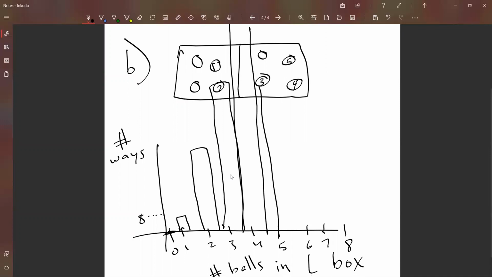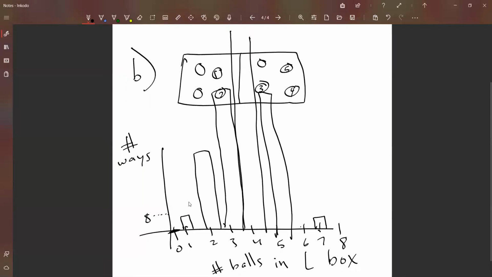And then the other side is going to be symmetric with respect to the first side. How do we know? Well, think about the very last one here, or 7 balls. How many ways are there of finding 7 balls in the left box? That's the same thing as asking how many ways are there of finding only 1 ball in the right box? Well, the number of ways of finding 1 ball in the right box is the same as the number of ways of finding 1 ball in the left box. So that's why the height of this bar should be the same as the height of this bar right here. Okay, so it's going to be a symmetric distribution.